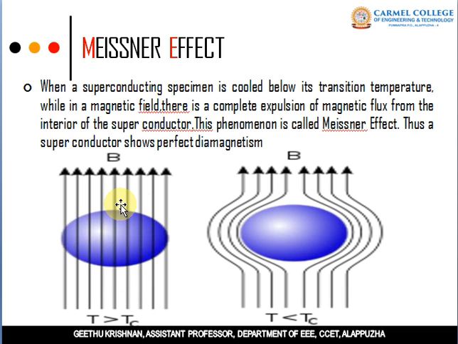But in the case of superconducting material, there is a complete expulsion of magnetic flux from the interior of the superconductor, and that property is called Meissner effect. Thus, a superconductor shows a perfect diamagnetism. What is perfect diamagnetism? In the case of perfect diamagnetic material, its susceptibility value is negative.